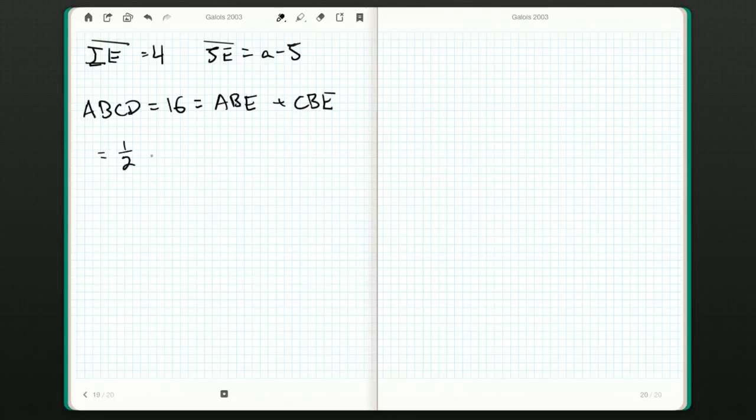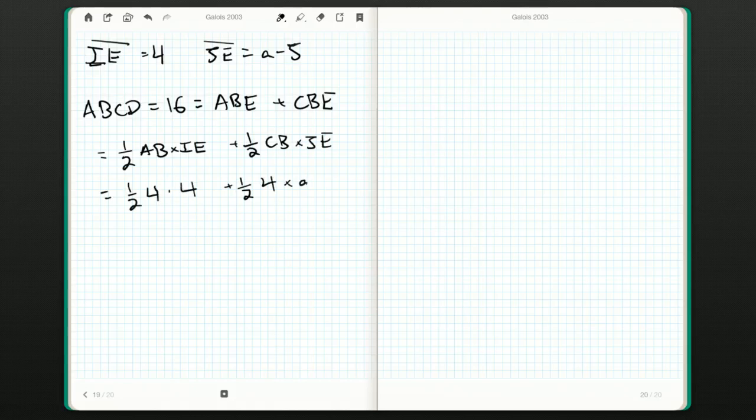And that's 1/2 base times height plus 1/2 base times height. Well, AB is length 4, and IE is length 4. And CB is length 4, and JE is A minus 5. So when we work that out, we get 8 plus 2 times A minus 5. Well, that's 8 plus 2A minus 10. That's 2A minus 2.